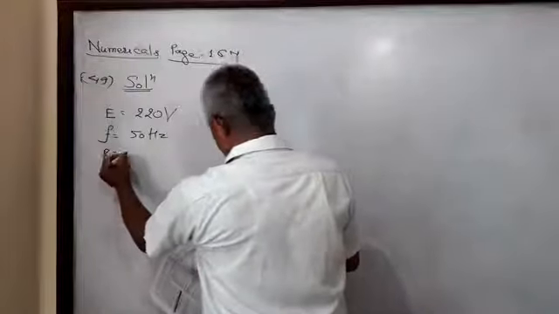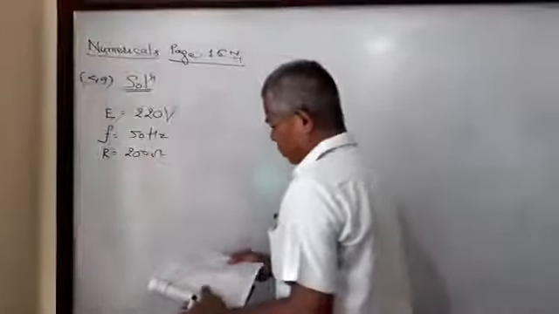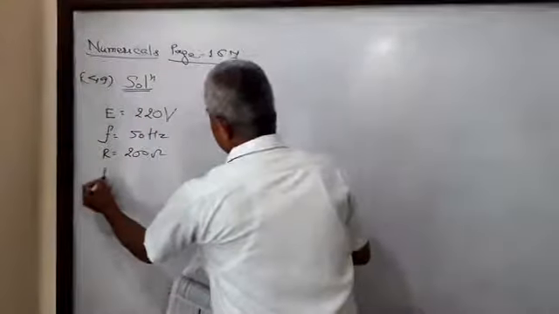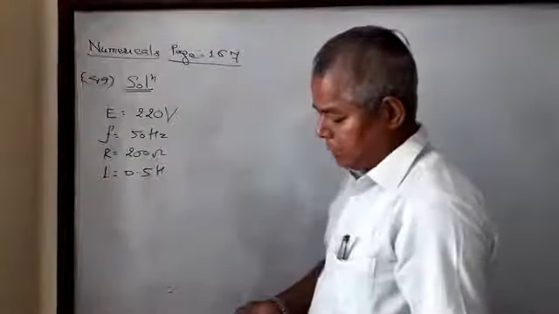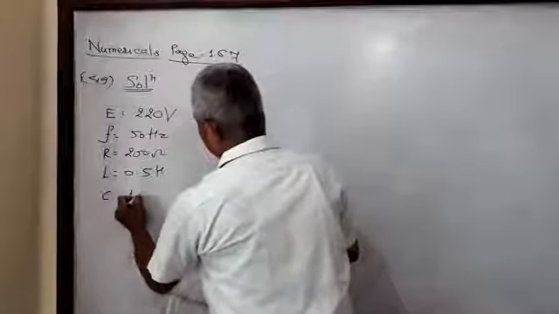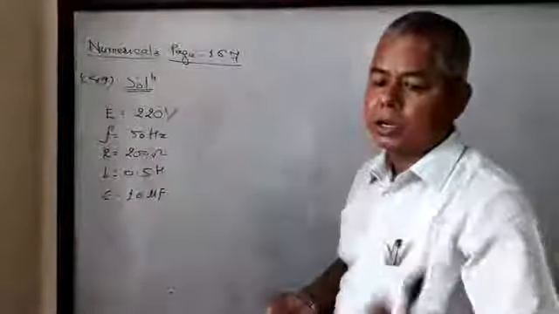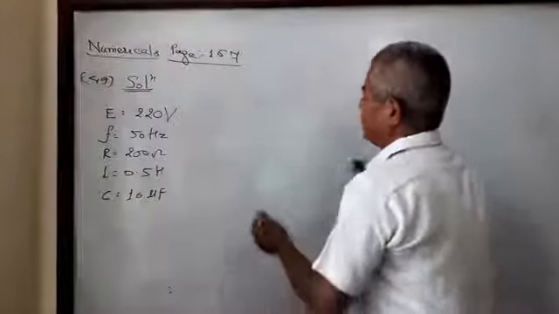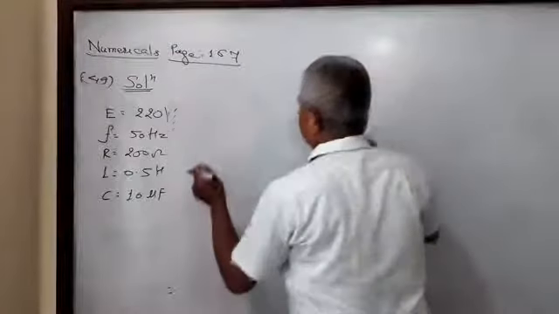R has resistance value 200 ohm. L has value 0.5 Henry. C has value 10 microfarad. Means the circuit consists of L, C and R together, an inductor, resistor and capacitor circuit.